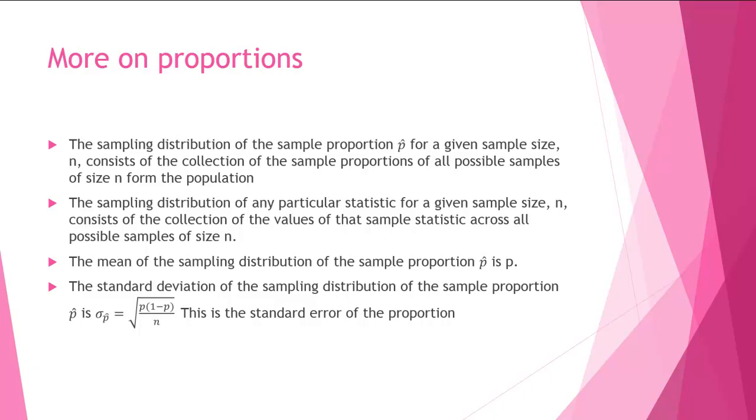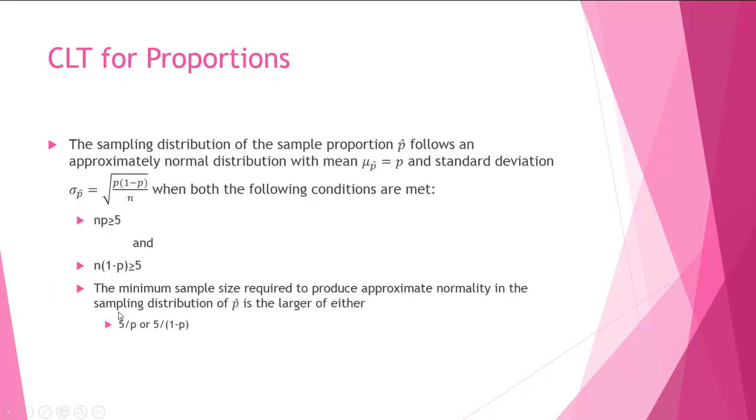When we've done our sampling distribution, the mean of the sampling distribution of the sample proportion p hat will be p. And we can find the standard error of the proportion by calculating this standard deviation equation.